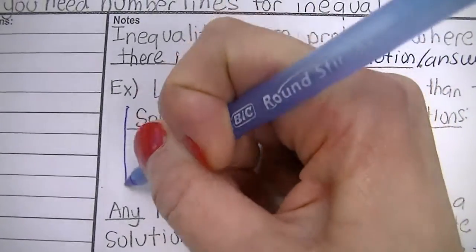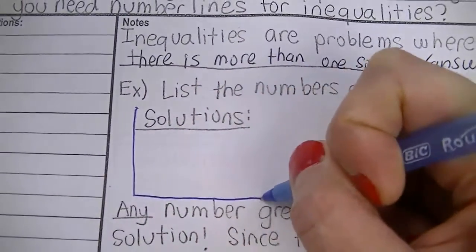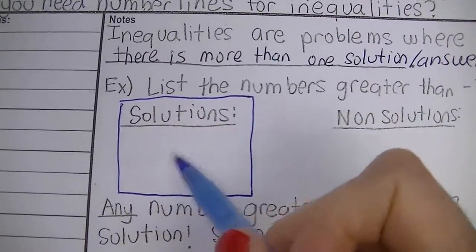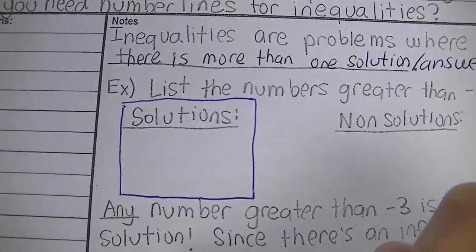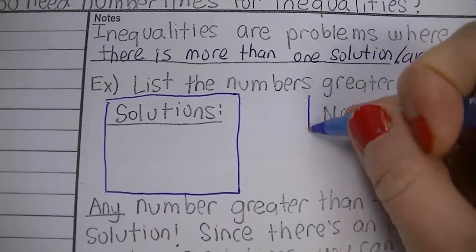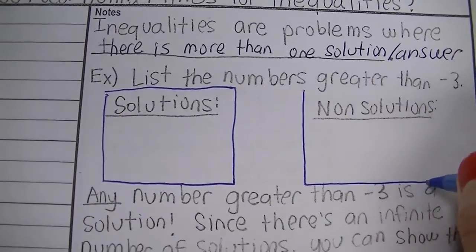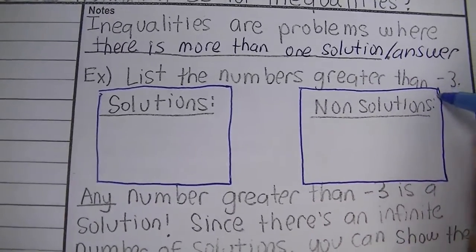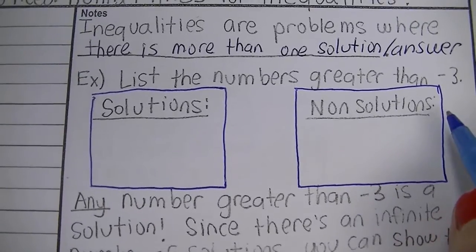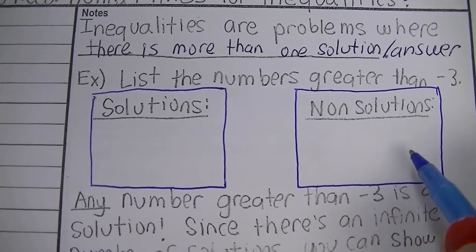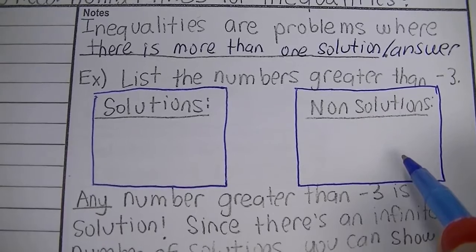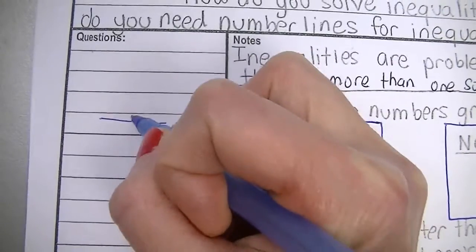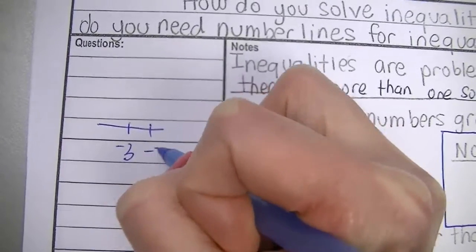I want you to take a second right now, and write down 5 numbers that are greater than -3 and put them in this box right here under solutions. And then I want you to write 5 numbers that are non-solutions. Those would be numbers that are not bigger than -3. Okay? So I want you to remember the number line, and think about where numbers are on the number line, okay?